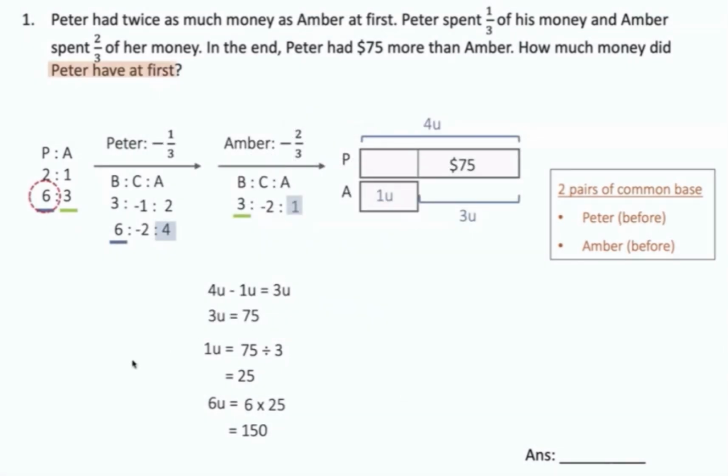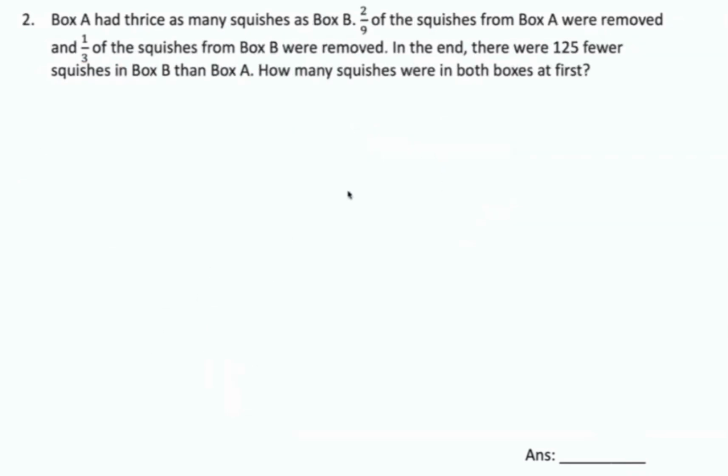If you use 75 times 2, what's 75 times 2? 150. Yes, you can do that also. Someone used 75 times 2, you can, because 3 units is 75. Then if your working has 6 units, then you're okay. Answer is 150. Okay, everybody, let's go on to question number 2.